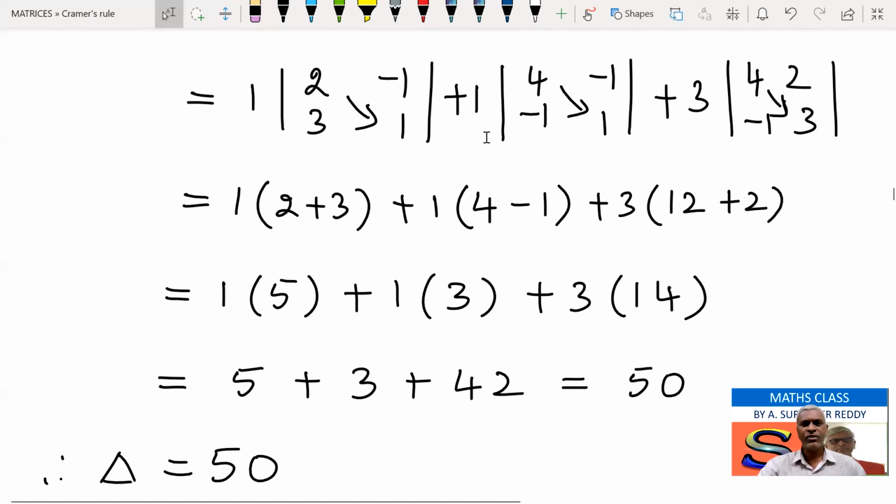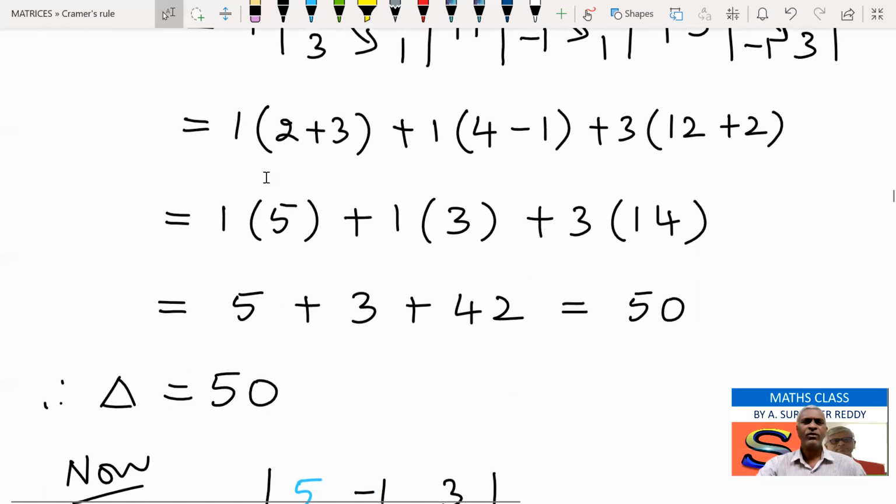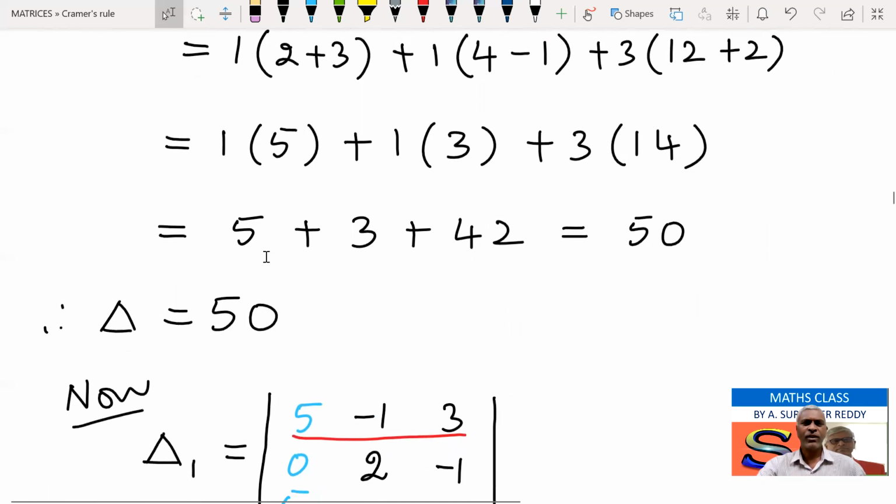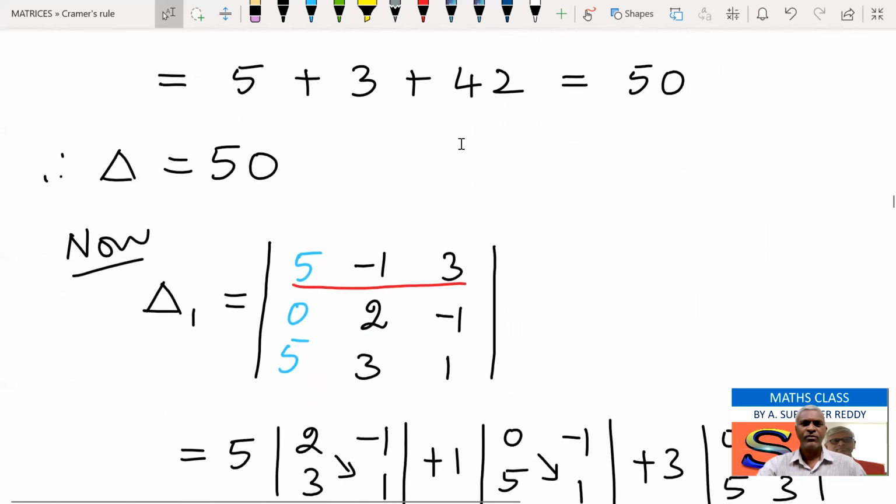Next 1 into 4 into 1, 4, minus 1 becomes 1. 3 into 4, 3 4s are 12, minus 2 into -1, -2, and minus will become plus 2. 2 plus 3 is 5, 4 1s are 4 minus 1 is 3, 12 plus 2 is 14. 1 into 5 is 5, 1 into 3 is 3, 3 into 14 is 42. 42 plus 3 plus 5 is 50. So the determinant is 50.